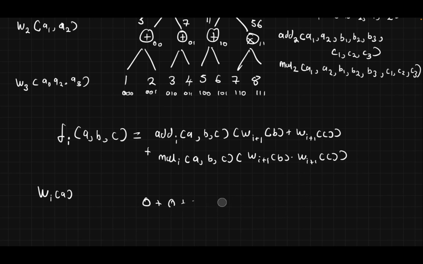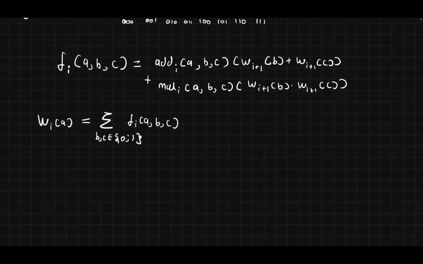So this formula is actually, Wi of A is the summation over BC in the Boolean hypercube when you evaluate Fi of A, B, C. Now there's no A here, right? Because A has already been fixed by this Wi of A. So this entire thing will be partially evaluated at A. So you just have a polynomial that is just in B and C. And then you now evaluate this over the Boolean hypercube for BC.